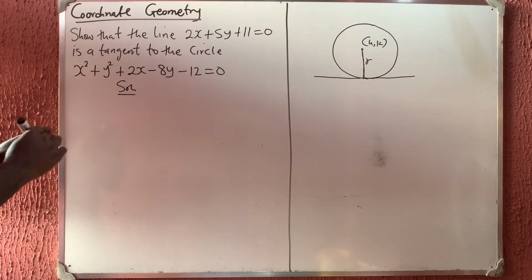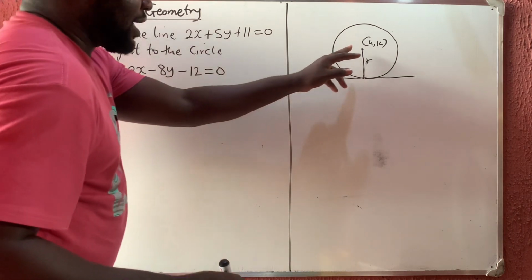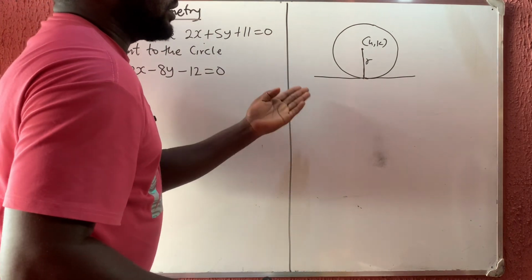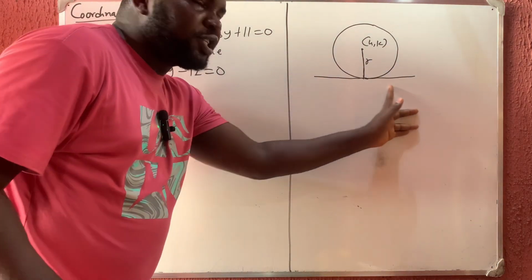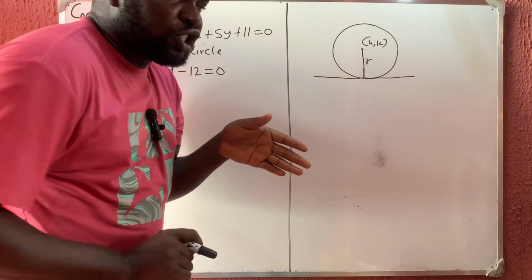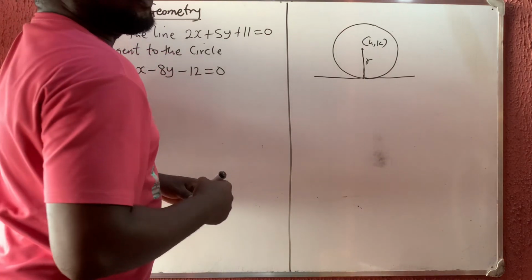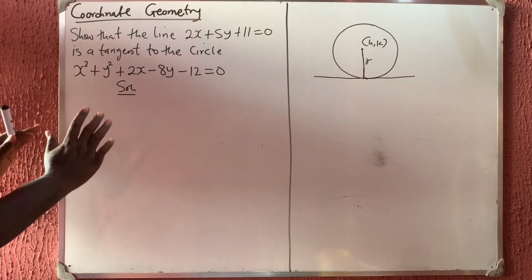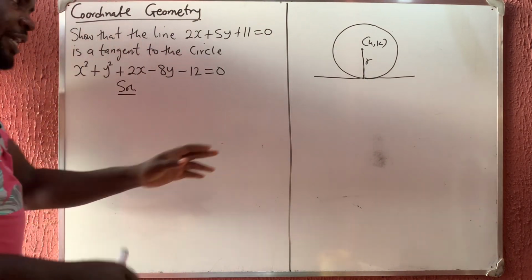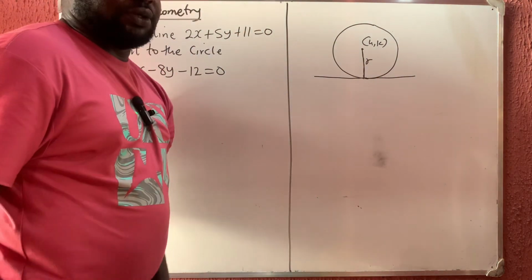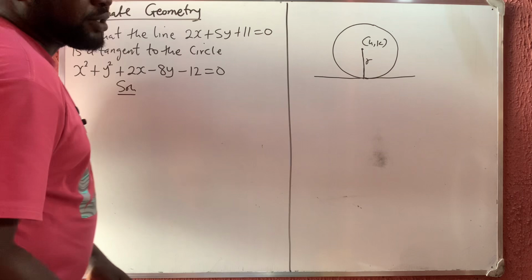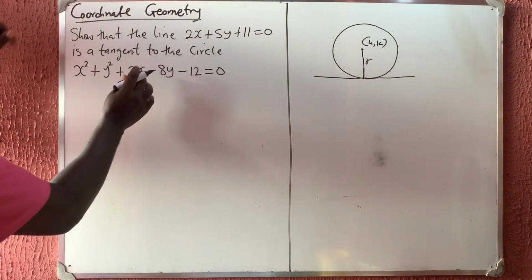Once the radius of this circle is the same thing as the distance from here to here, then we conclude that this line is a tangent, because a tangent touches the circumference. So the concept is just to find the distance from here to here and check if it is the same thing as the radius. All right, that is just that. So let us go. The first thing is to find the radius.